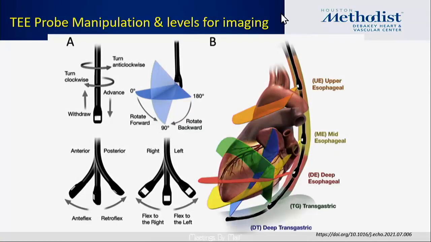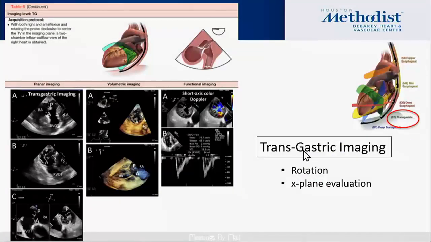Just to quickly close up with some TEE, the expectations for TEE have changed. We've got guidelines on how to do this. This is advanced imaging. If you don't do a lot of TEE, you have to focus and learn how to see the RV and the TR in detail. Multiple views are now expected of you.